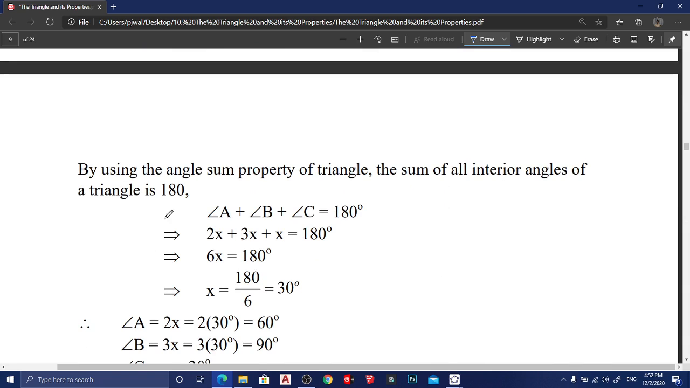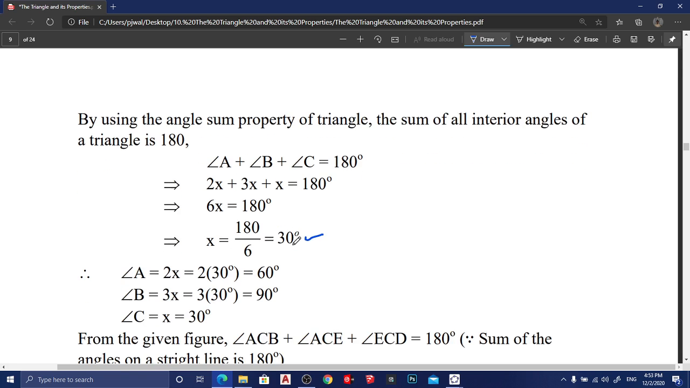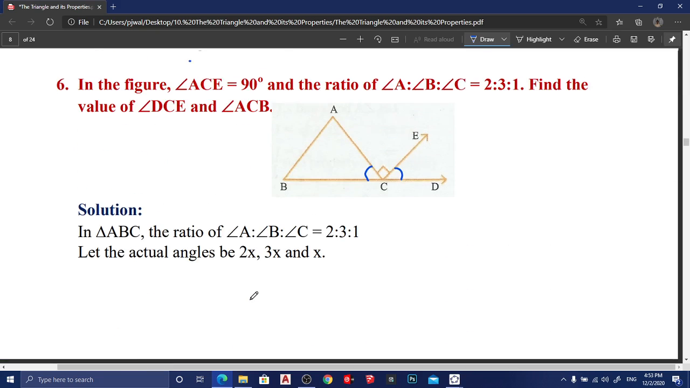By using the angle sum property of a triangle, the sum of all interior angles of a triangle is 180, which is angle A plus angle B plus angle C is 180. So 2x plus 3x plus x is 180, 6x is equal to 180, x is equal to 180 by 6, which is 30 degrees. Now you know what x is, so you can find out the remaining two angles also. Angle A is 2x, means 2 into 30, 60 degrees, B is 3 into 30, which is 90 degrees, and C is equal to x, which is 30 degrees itself. Okay, so now you know the three angles here.